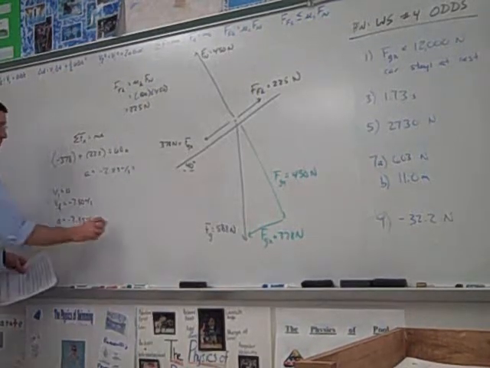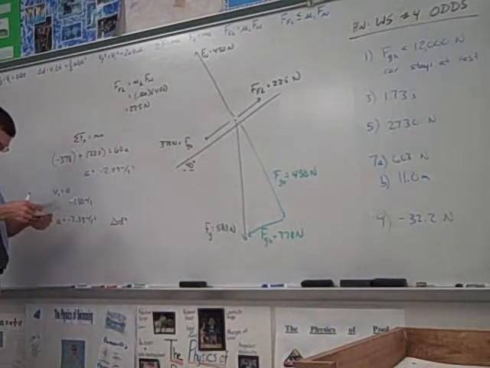And now do your kinematics. Use the third equation and get delta d of 11 meters.